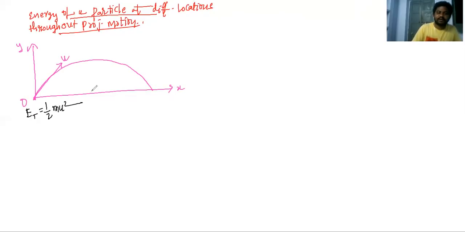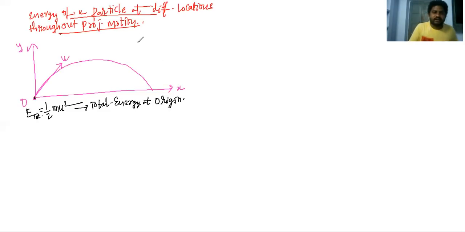Energy is a scalar quantity. We need to concentrate only on scalars, my dear students. So only magnitude we need to consider. So the magnitude of this is half mv square. This is the total energy at the origin. Okay, so this is what I can write: the total energy at the origin, just after throwing.